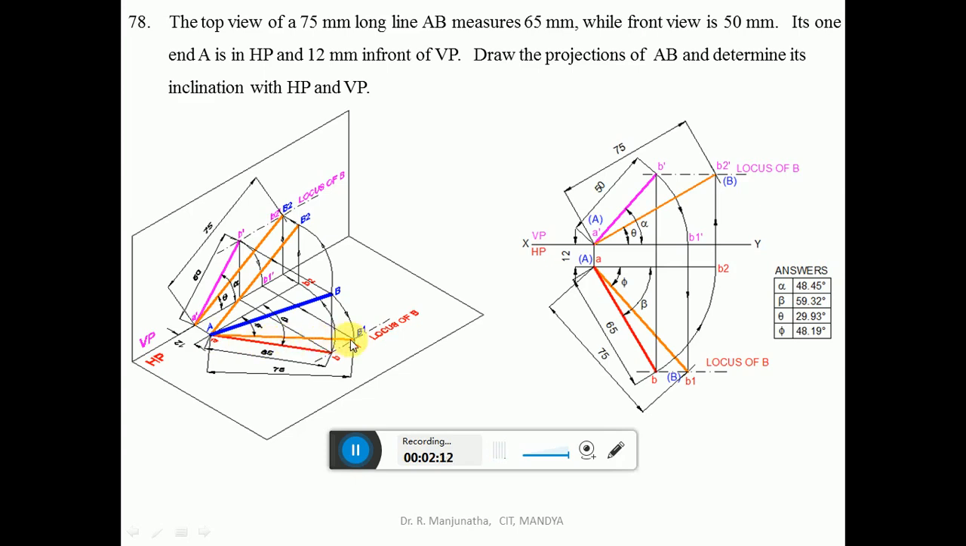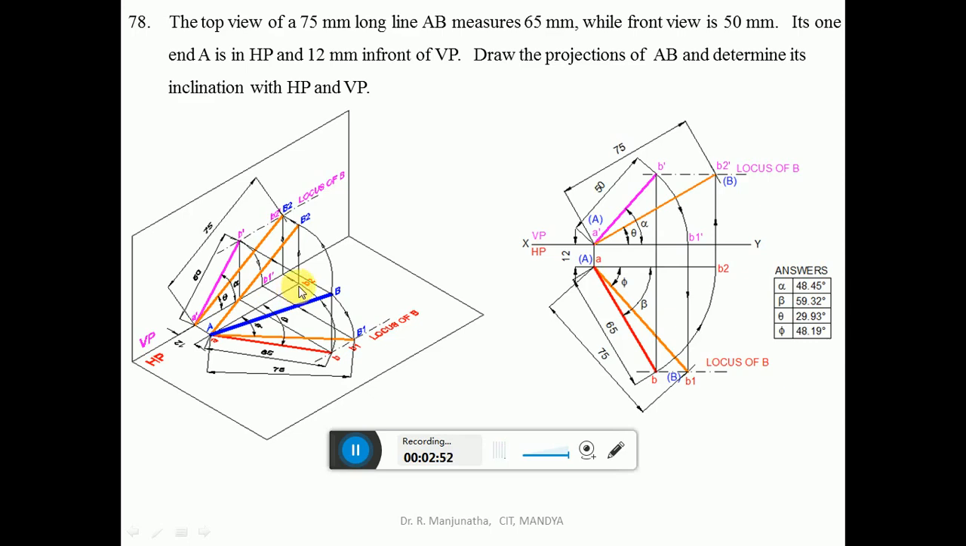Now, once you get this top view, we need to find the true length in the vertical plane. To find the true length in the front view, obviously that line should be parallel to VP in the top view. So the top view distance is given, that is 65 mm. From a, you measure the distance of 65 mm, parallel to VP. Both small a and b2 are in front of VP by 12 mm. So that ab2 is the line which is parallel to VP. Once you make that line parallel to VP, in the front view you will get the true length.